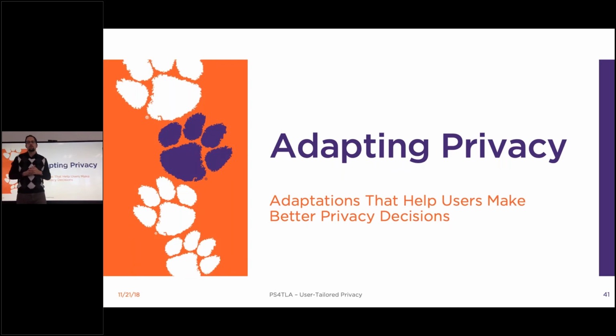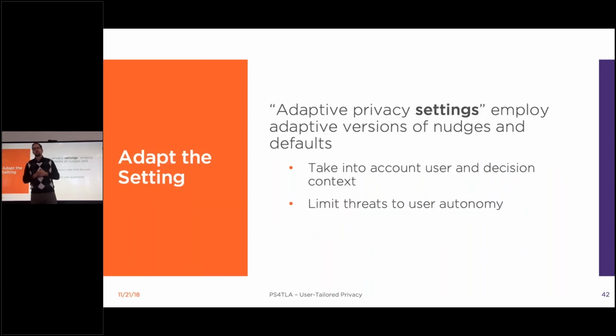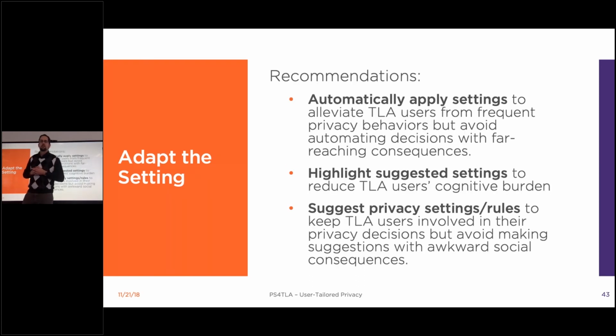Now we come to the point where we're modeling users' privacy preferences to provide adaptive privacy decision support. So this can be done in several ways. The most straightforward method is to adapt privacy settings themselves, either automatically or through some sort of nudge. And as we have mentioned, it's important to take into account the context in which the decision is being made, and also to respect the user's autonomy. So there's actually various ways to adapt settings that vary in how much autonomy we give to the user.